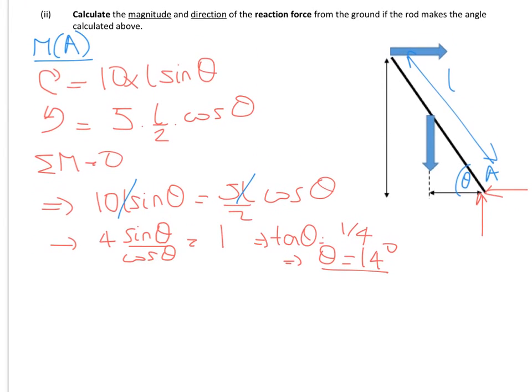And then it wants us to calculate the magnitude and direction of the reaction force on the ground if the rod makes the angle calculated.